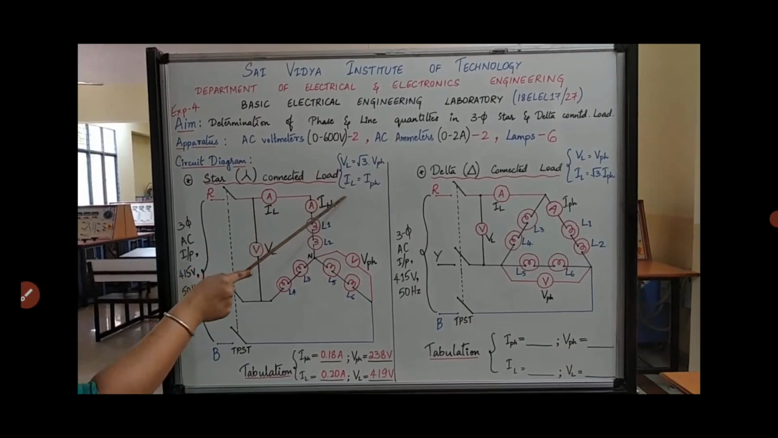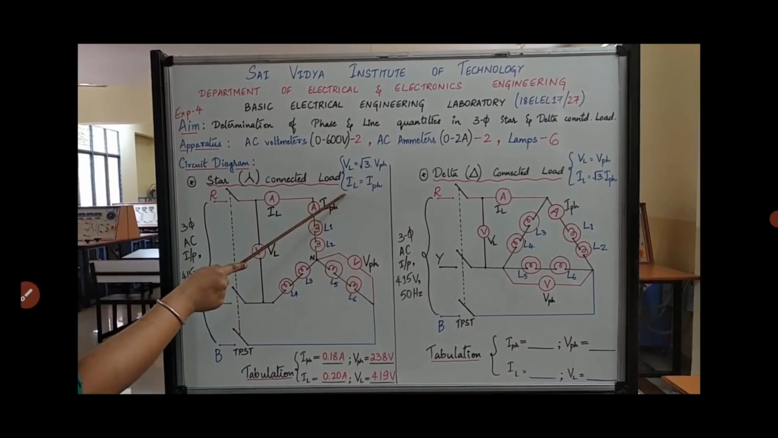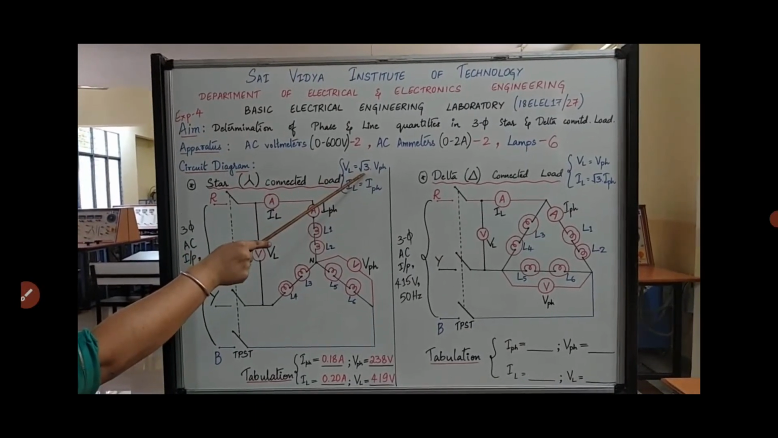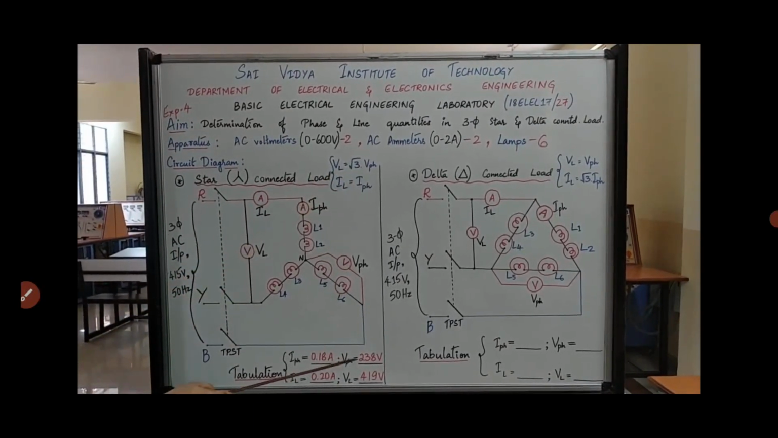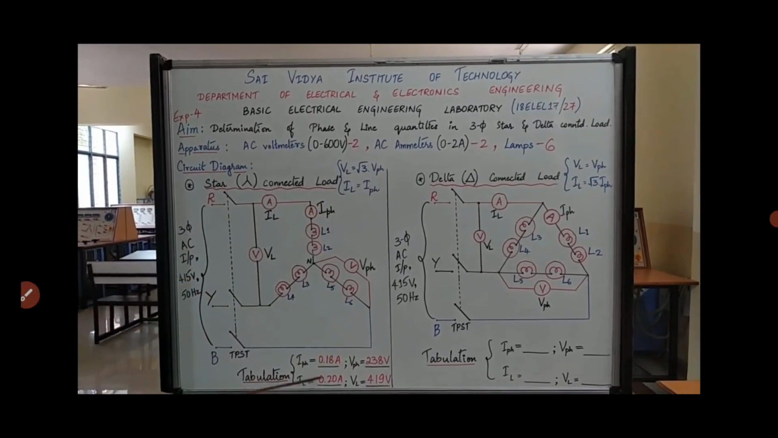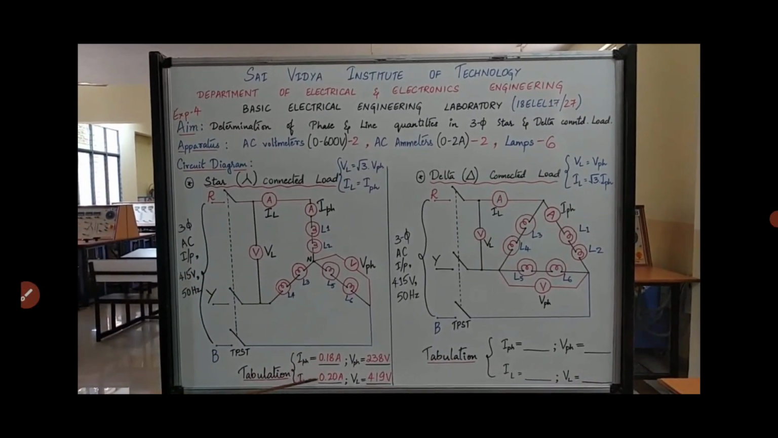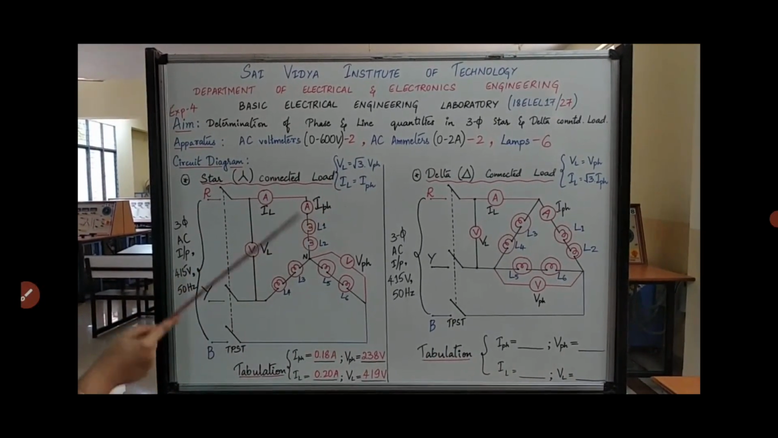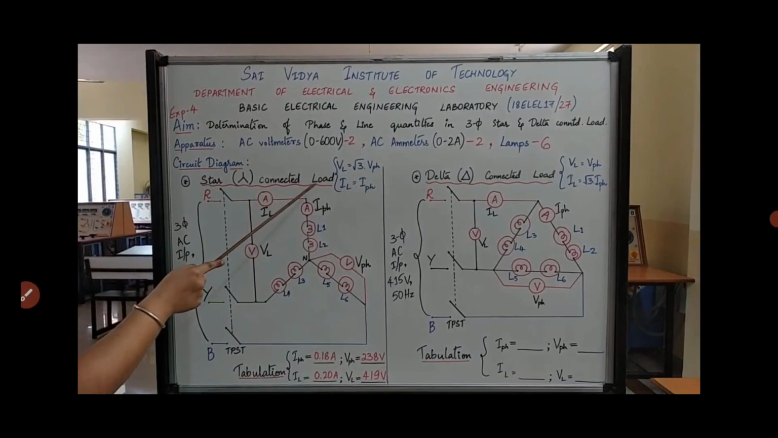Then we have to replace these values in this formula and verify whether VL is equal to √3 VPH and IL is equal to IPH. Okay, so in this practical we can verify the relation between voltage and current in a star connection.